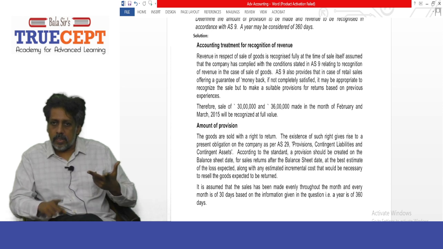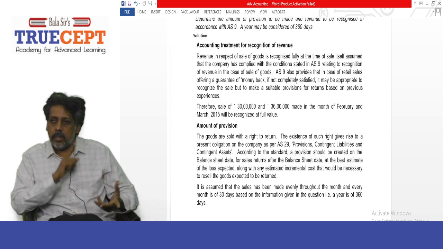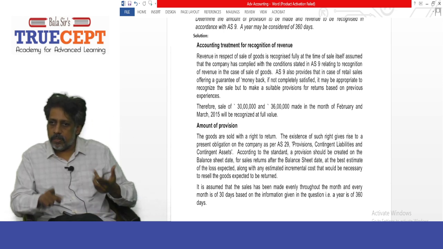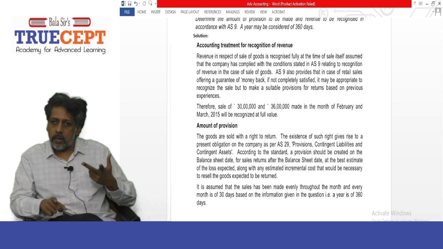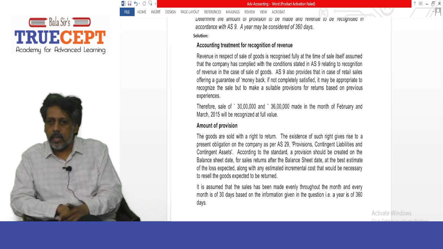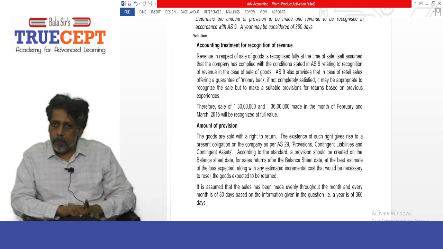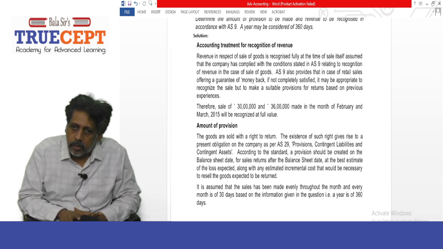The minute you sell the goods, the minute the goods are going out of your shelf into the customer's hands, you lose control. You can say all the risks and rewards have been transferred. The only thing is, you have promised that in case the customers are not happy with the product, they can return the goods. You're giving them the right to return.